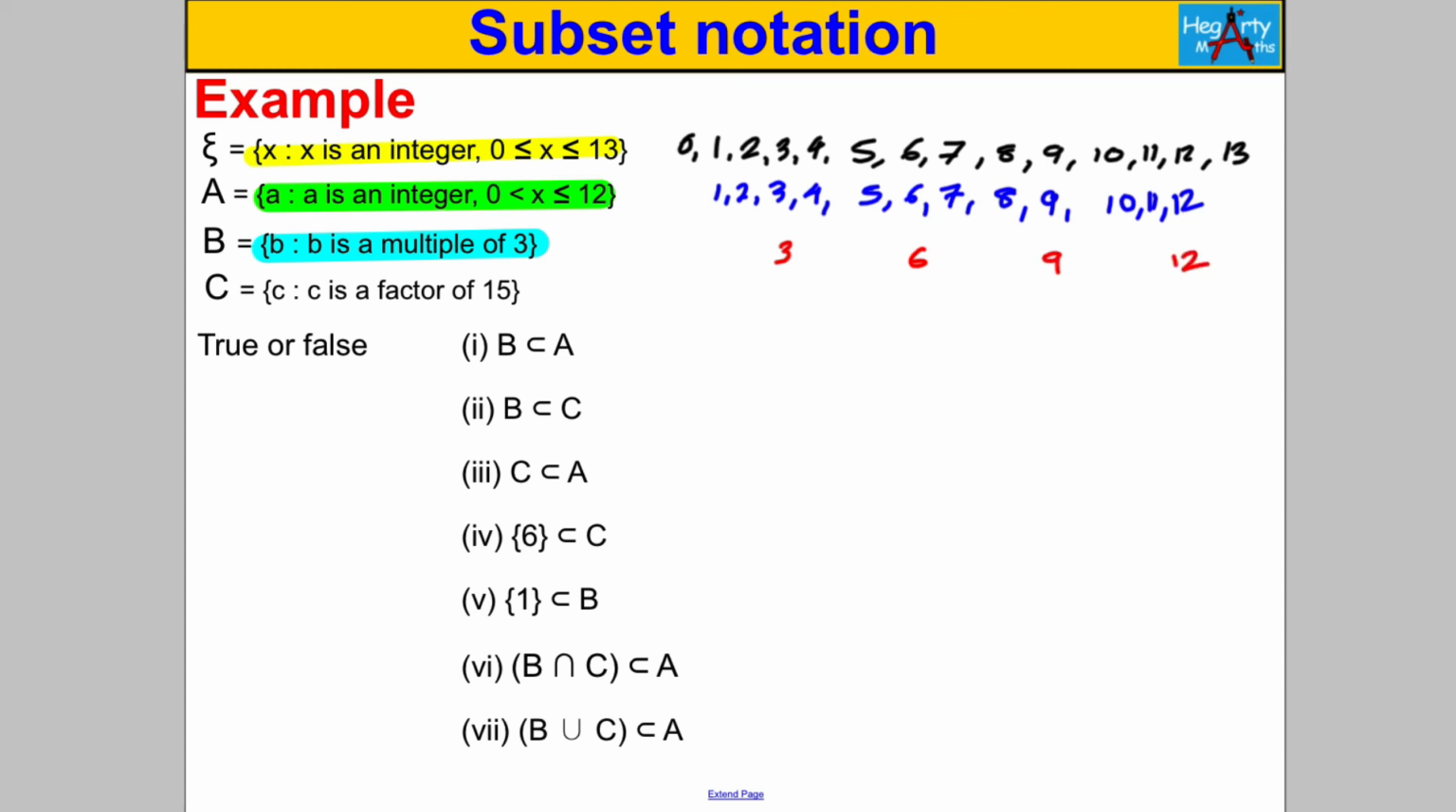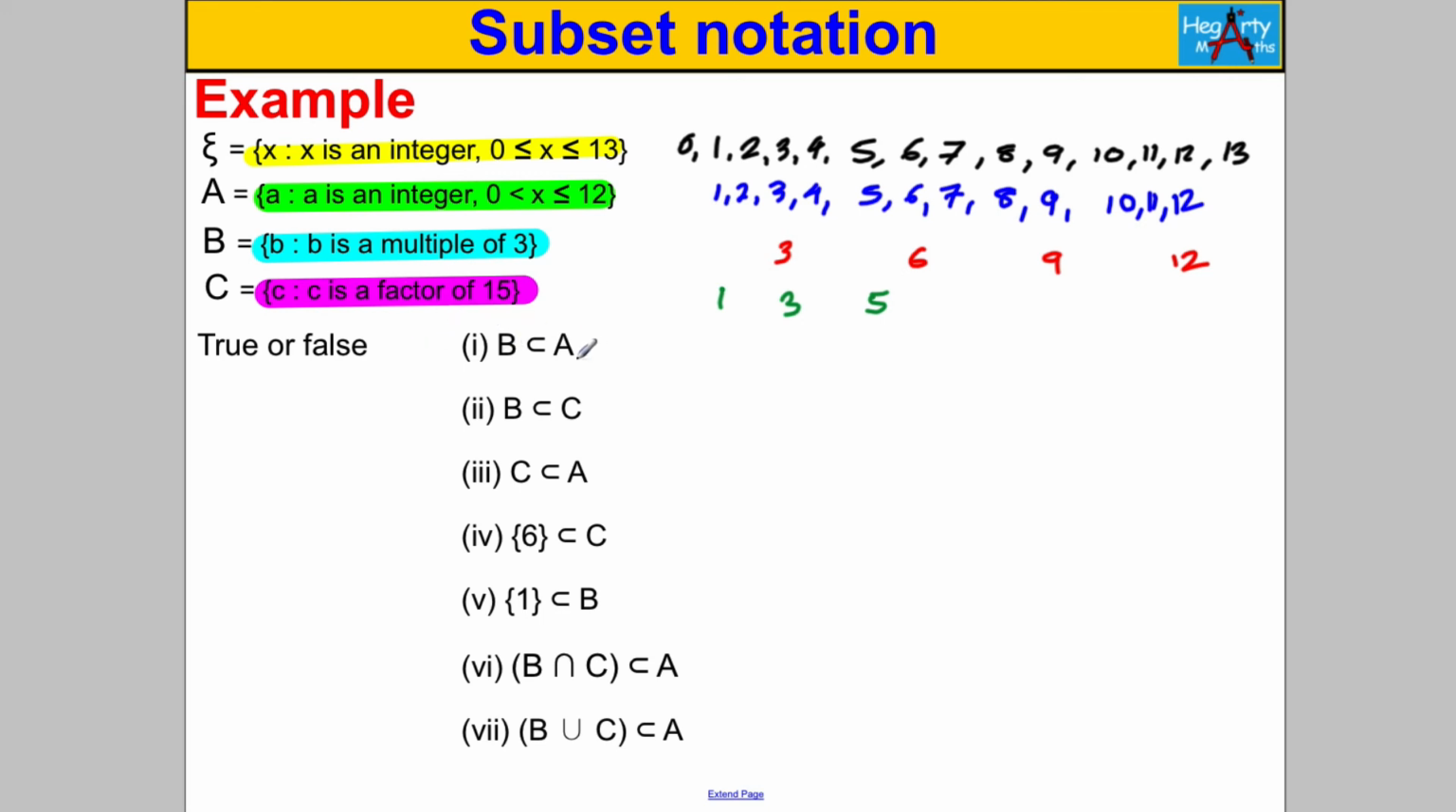And the last one are the factors of 15. So let's just go through the universal set and see which one's a factor. 0 is not a factor, 1's a factor, 2's not, 3 is, 5 is, and that's our only factors. So there you go, we have listed out these sets here, and we should be able to answer these questions.